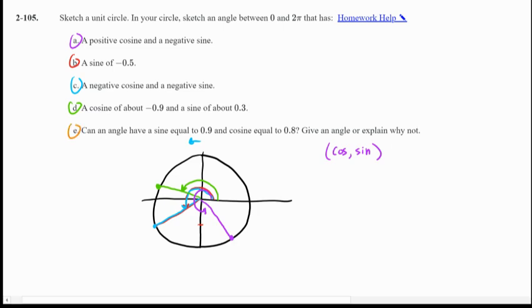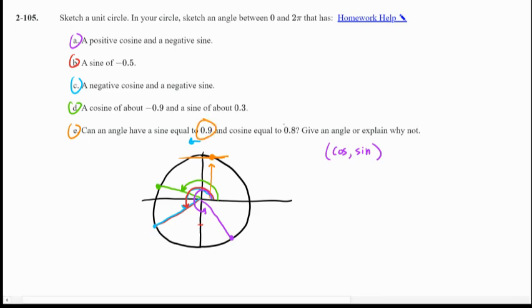And then lastly, can an angle have a sine equal to 0.9 and a cosine equal to 0.8? In this situation, a sine of 0.9 would be somewhere right around here, because it's really close to the edge at the top, since it's close to 1. Now, what you notice is that as the sine value gets bigger, as we go farther up the circle this way, the cosine value is actually getting smaller because it's getting closer to the y-axis.